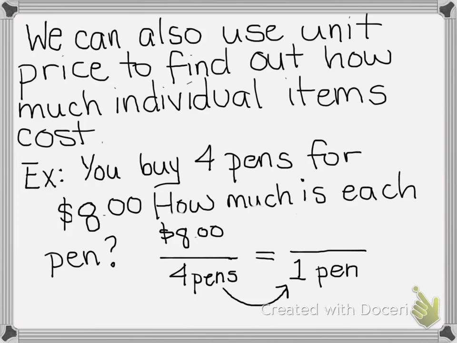What do I do to 4 to get to 1? Well, I divide by 4. Divide by 4. I find out that each pen costs me $2.